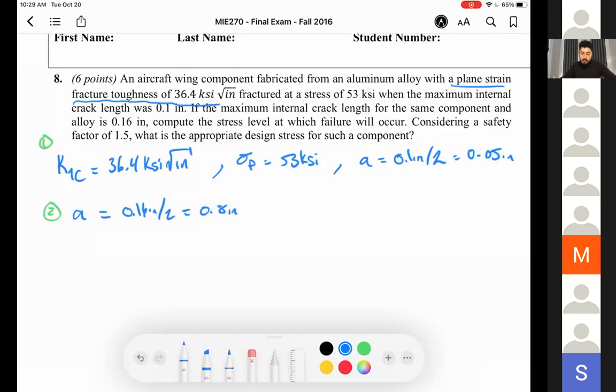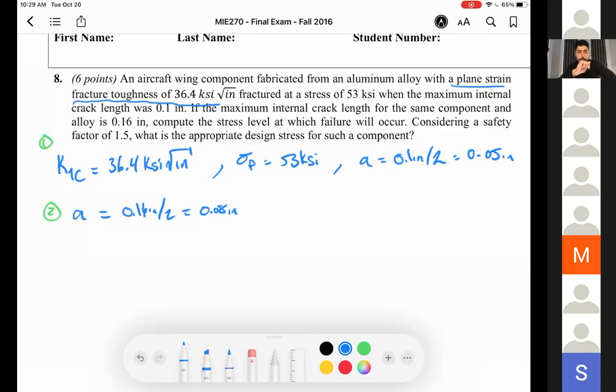Okay. So what are we missing? We'll ignore the safety factor right now. What are we missing? Yes. Sorry, isn't it 0.08 again? Not 0.8. Yes, 16 divided by 2. Is it 8 or 0.8? 0.08. Yes, good catch.